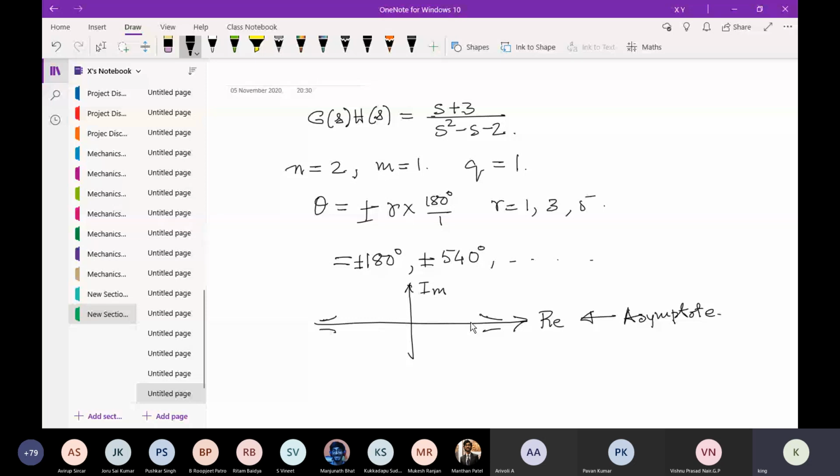Sir, can you explain once again what those 180-degree and 540-degree mean in that graph? I'm just putting in the rule, whatever I have obtained, r is equal to 1 and r is equal to 3. Now if you subtract 360 degrees, then this is going to be the same as this. So actually r is equal to 1 is good enough to give you the two asymptotes.